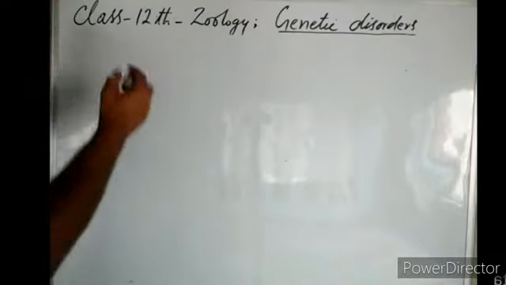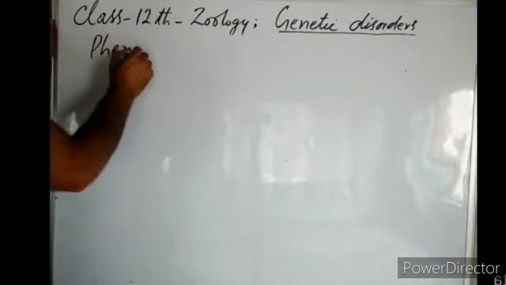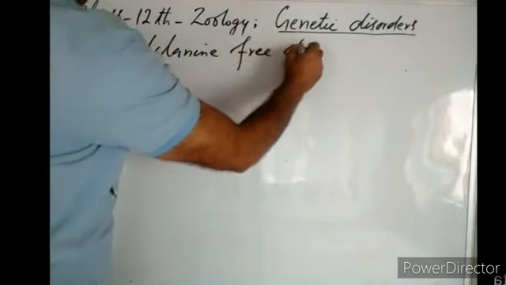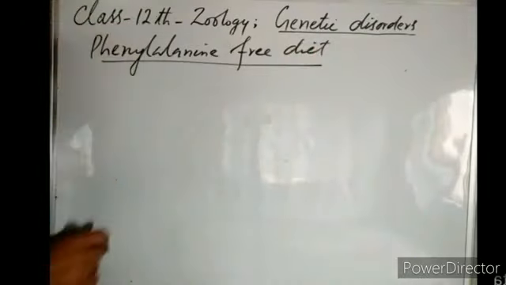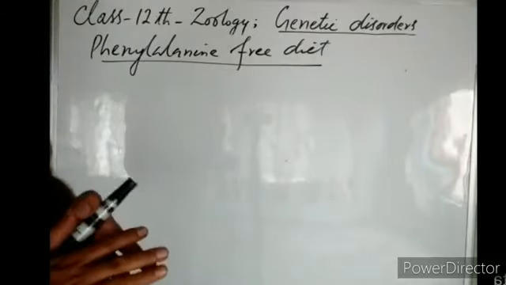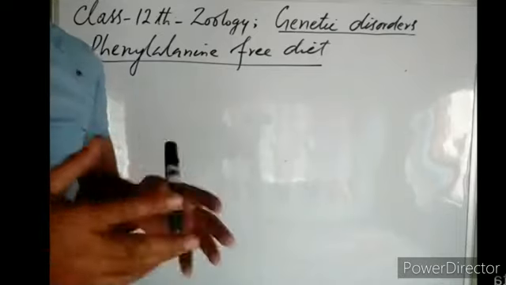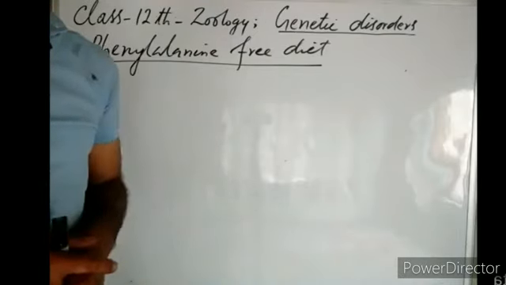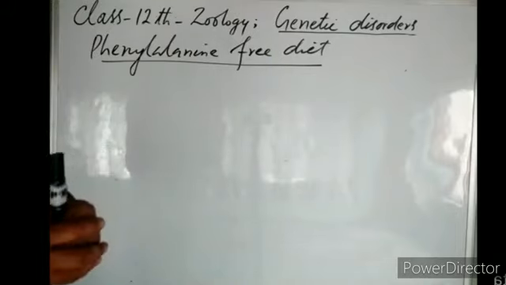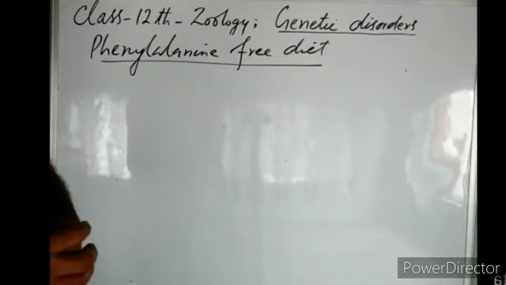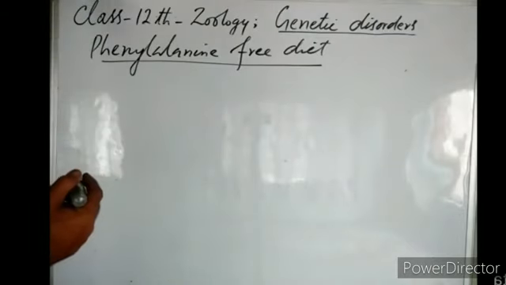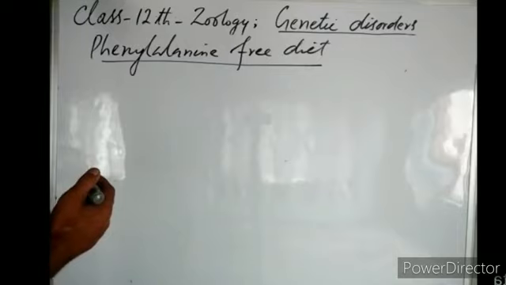So if a person is given a phenylalanine-free diet, the person may not suffer from those epileptic seizures and mental retardation. So if a phenylketonuria patient is diagnosed early in childhood and his diet is maintained in such a way that his diet does not contain any phenylalanine amino acid, then the person may live a normal life. So a phenylalanine-free diet is prescribed for such persons.